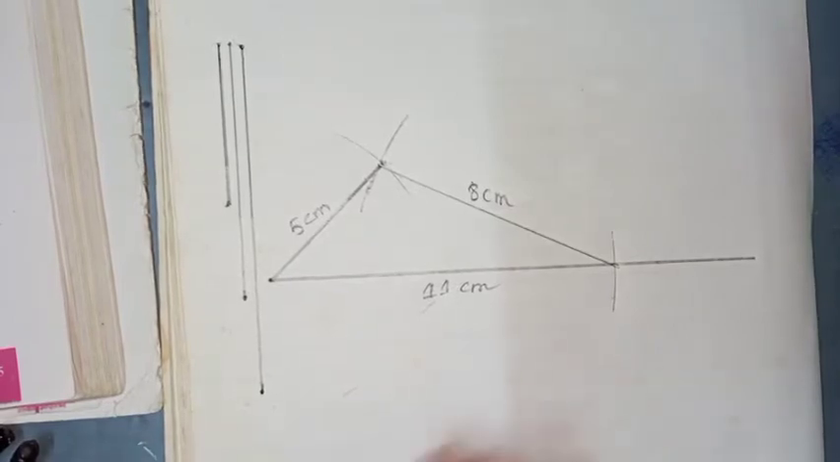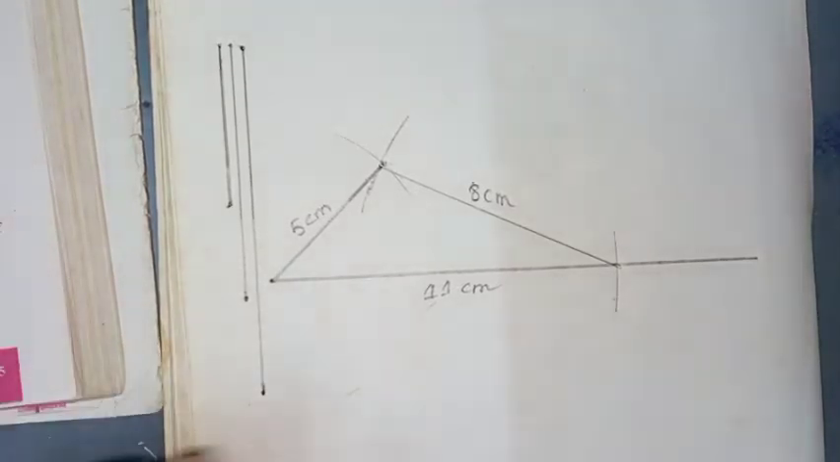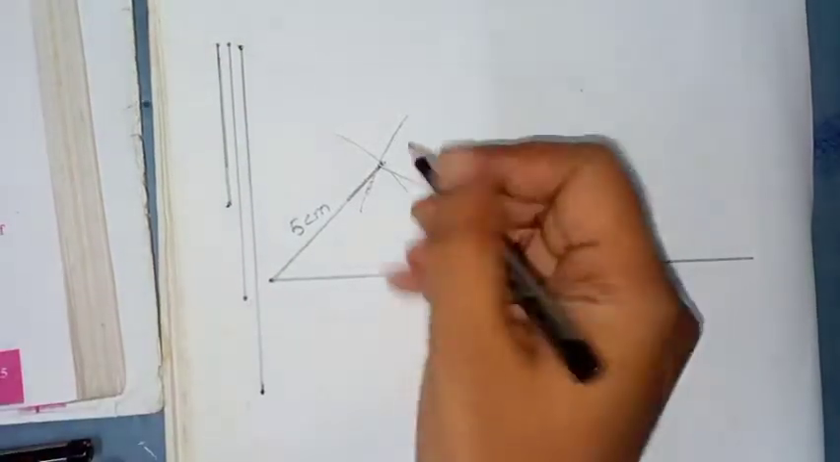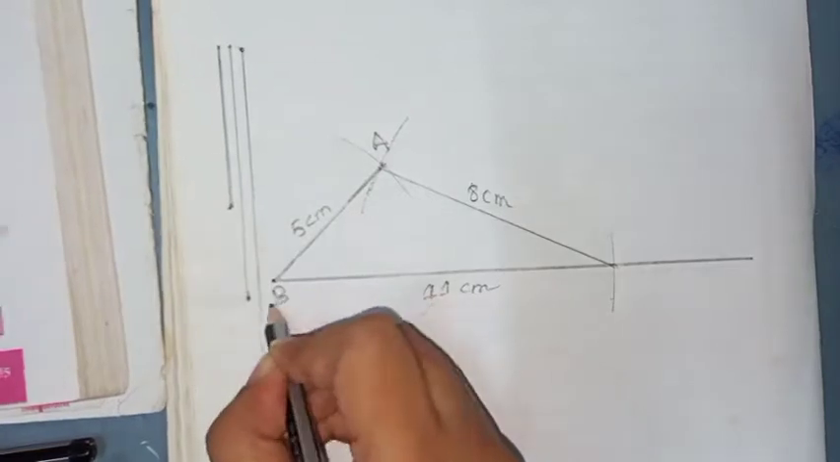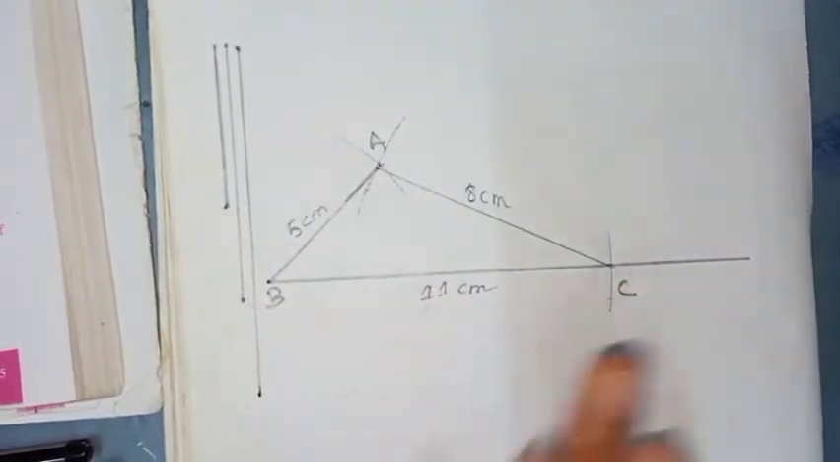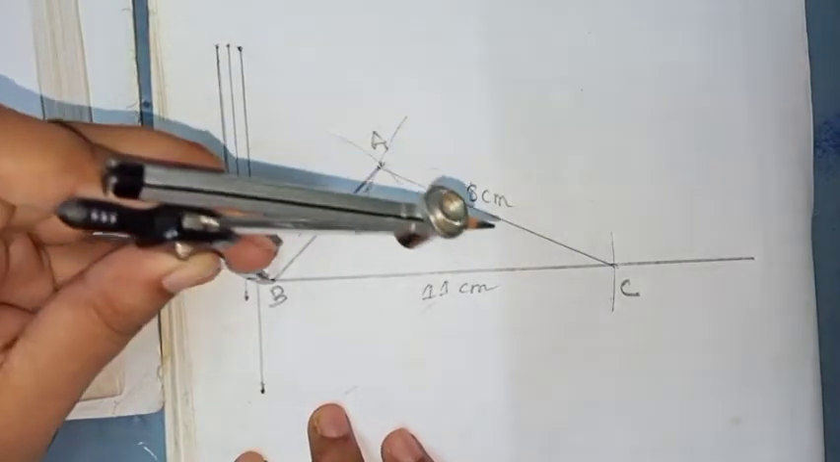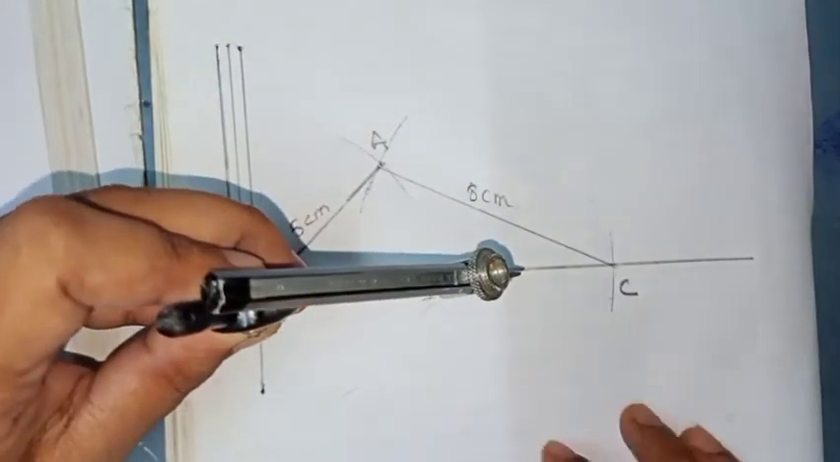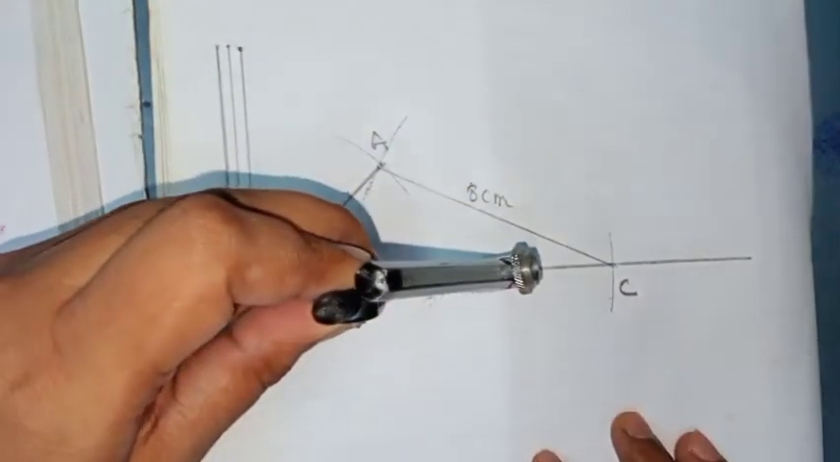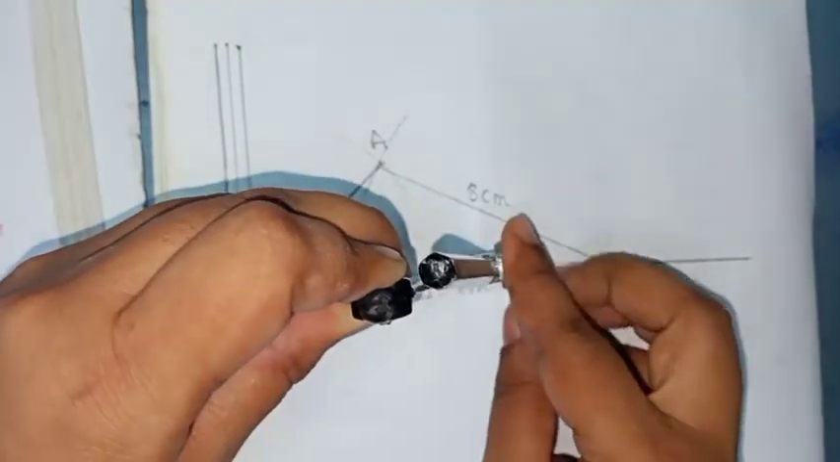Now we will draw the perpendicular bisector of this side. First give the names A, B, C. So ABC is a triangle. After this you will draw the perpendicular bisector of BC. How will you draw it? You will take more than half of BC. I am taking more than half of BC.